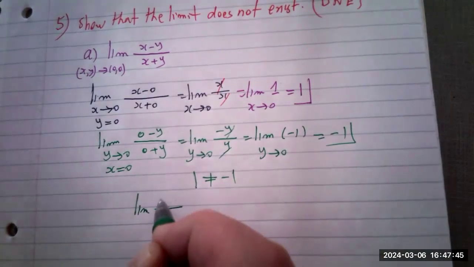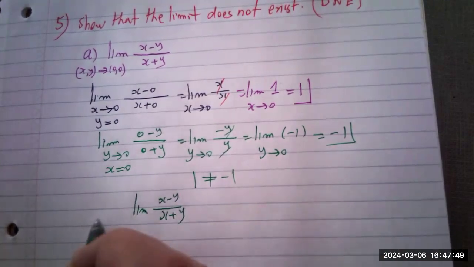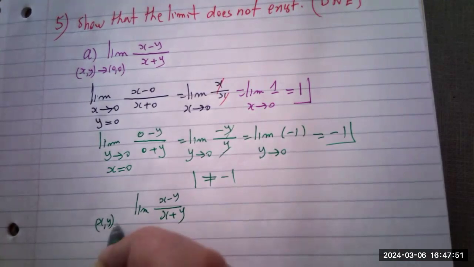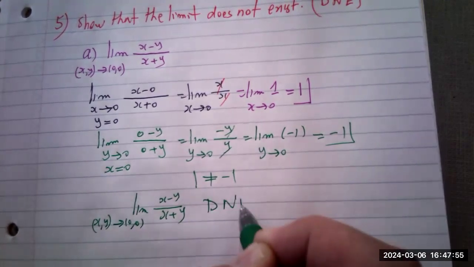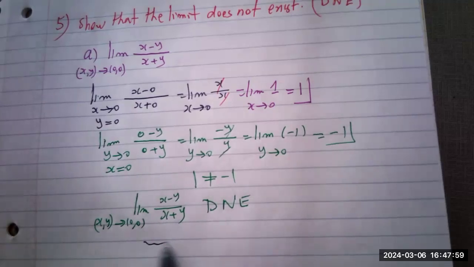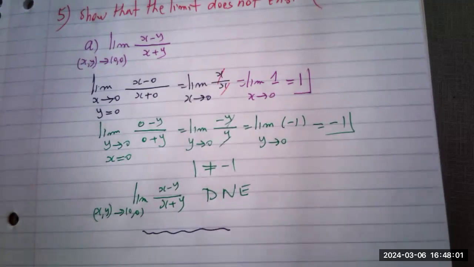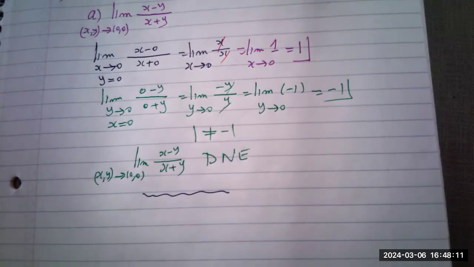Okay, so the limit of x minus y over x plus y, this is the way I write it down: does not exist, and be done. Okay, that is the first one. Any question? There are kind of 3 possibilities, so you may see 1 or 2 of these. You will see it for the continuity as well.